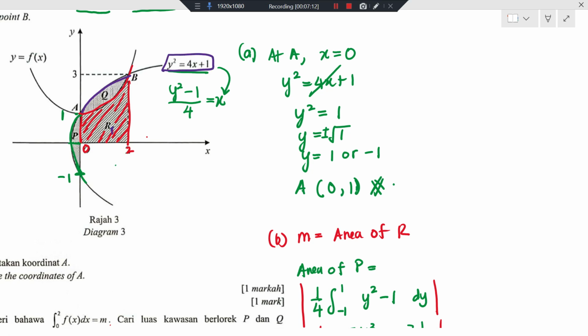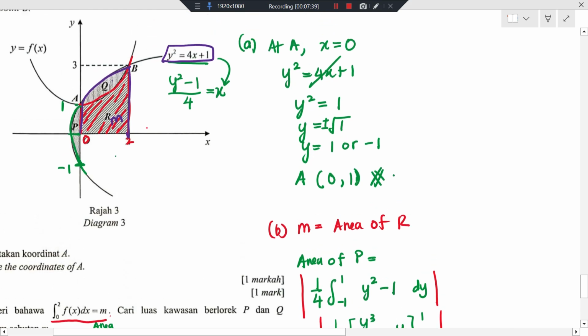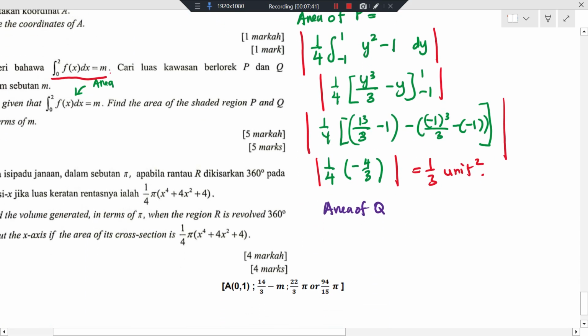Okay, and I know this area is M. So if I calculate from 0 until 2, I will actually get Q plus R, right? Area below the curve, 0 until 2, of your y square equals 4x plus 1. So I will get Q and R. Area below the curve, we need to add both. But we want the Q only later. Okay, we calculate the area of Q first.